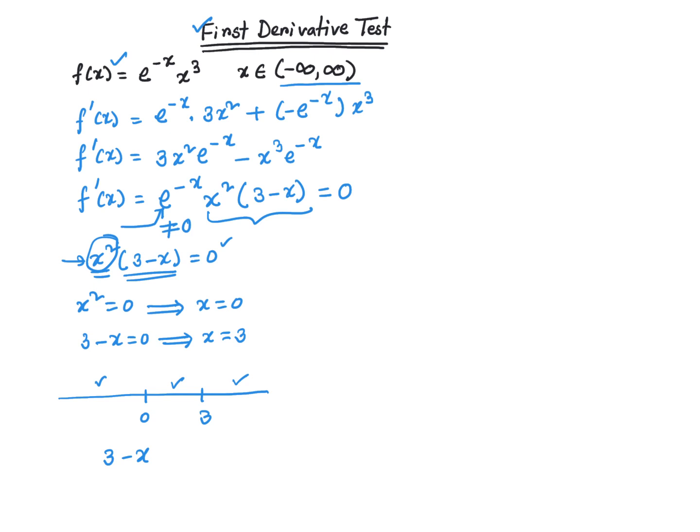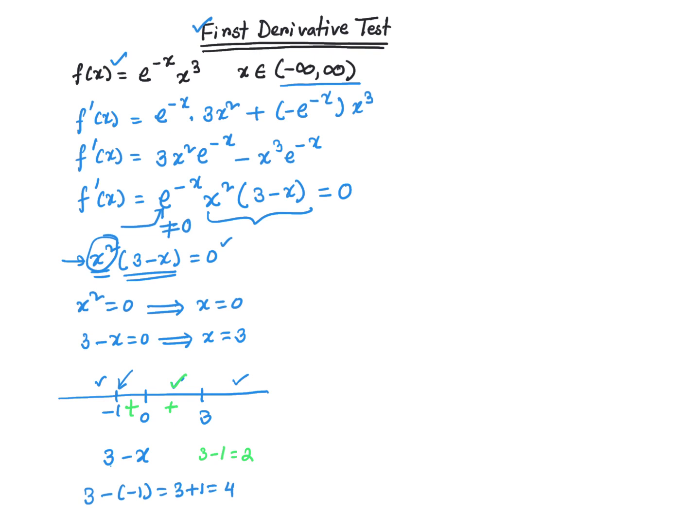If you have a number less than 0, that means the left interval, so let's pick a number, say negative 1. So it's going to be 3 minus negative 1, which is 3 plus 1, equal to 4. So on the left side it is positive. Now pick a number between 0 and 3. Let's pick 1 or 2, it doesn't matter. So 3 minus 1 gives you 2. That's also positive here. Interesting.